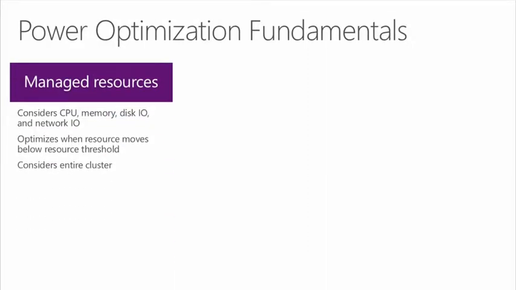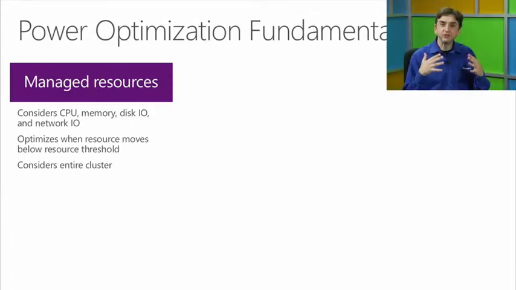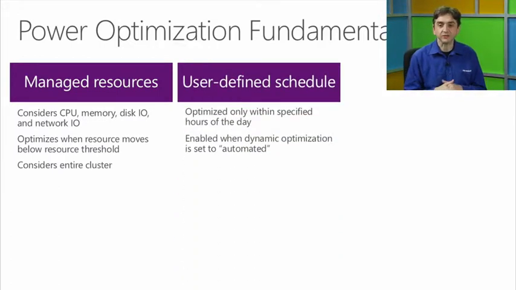So again, we're going to look at the different resources. We're going to look at CPU, memory, network and everything, and we will optimize when the resources move below a specific threshold. And we're going to consider the entire cluster. If I have a 10-node cluster, like I said, and all the resources can run on 3 physical nodes, then we will start shutting some servers down. But if I'm going to shut servers down and all of a sudden I'm going to be above that resource threshold, I'm not going to shut that last server down, because it's going to be too much that I've shut down, which means that the virtual machines will then be starved for resources.